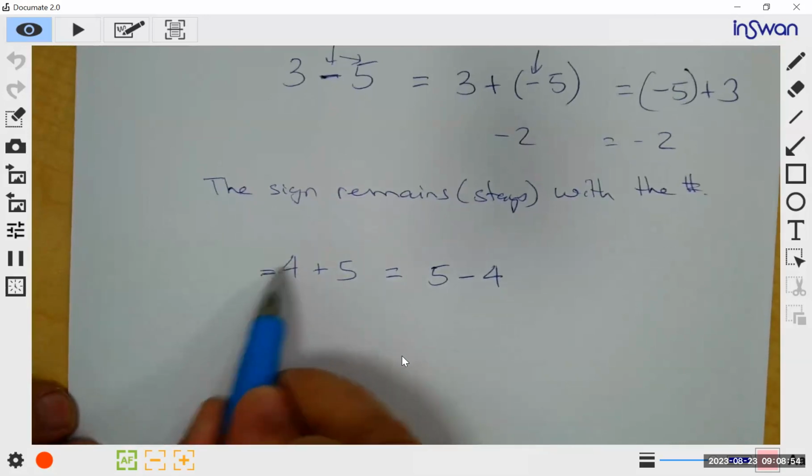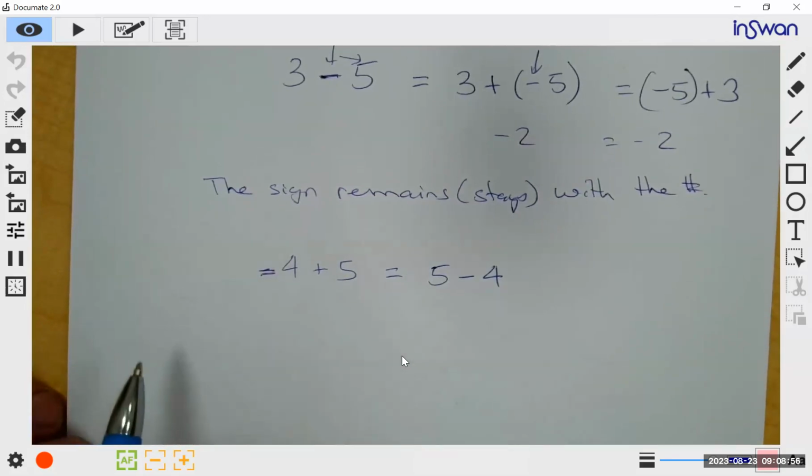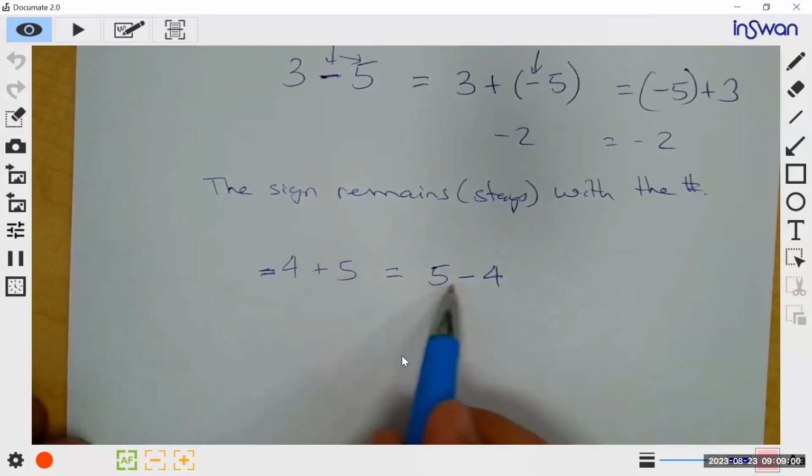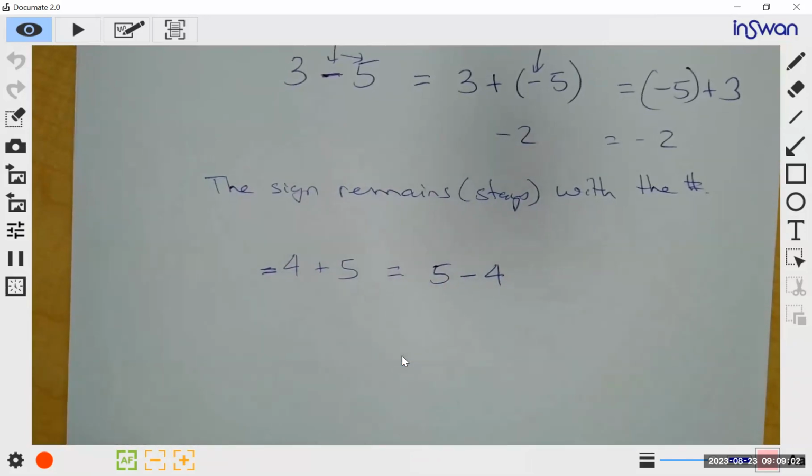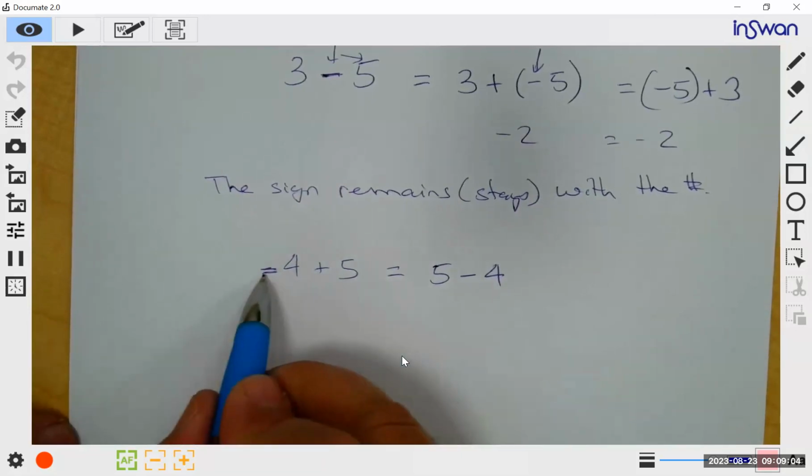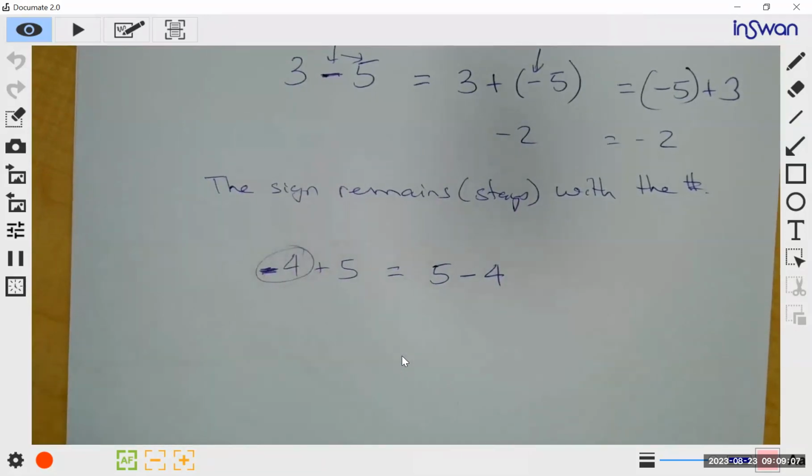Since the negative is in front of the 4, it always stays in front of the 4 when I move it around. The 5's positive, so if I move them around, I get the same answer. So if there's a negative in front of the 4, it stays with that 4 no matter where I move it. Now it works.